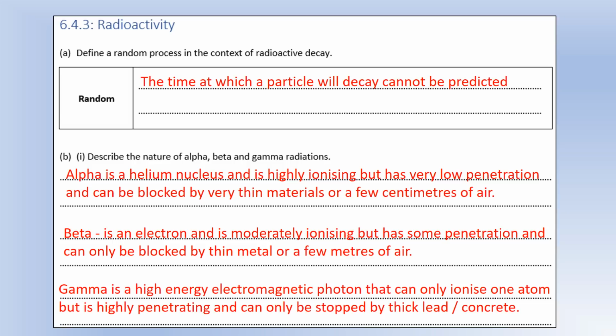The final one, gamma, is a very high energy electromagnetic photon. That's what gamma radiation is. But a photon can only ionize 1 atom, so it's very weakly ionizing. But because of that, it has a very high ability to penetrate through materials, and you need something like thick lead or concrete to be able to absorb or block it.